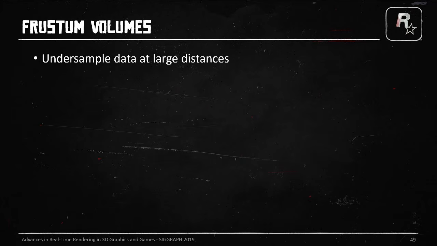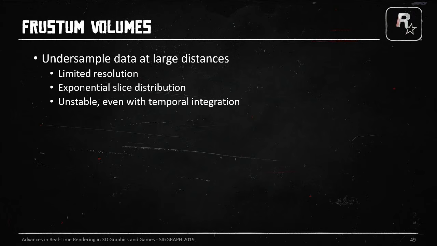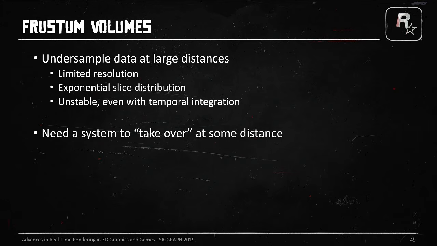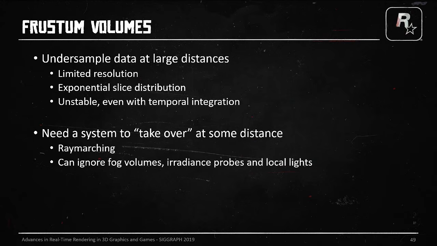Frustum volumes have a problem at a certain distance. This is not only because of the limited resolution they have, but also because of the exponential slice distribution. So the further the voxel is away from the camera, the larger it will be, which causes unstable results, even if we temporally integrate heavily. So we need a system to take over at some distance, and that's the ray marching system.